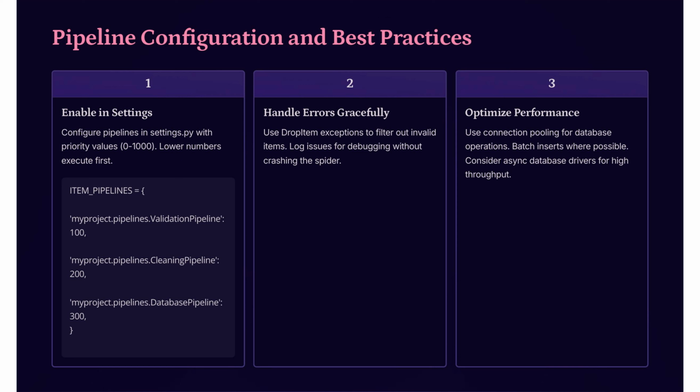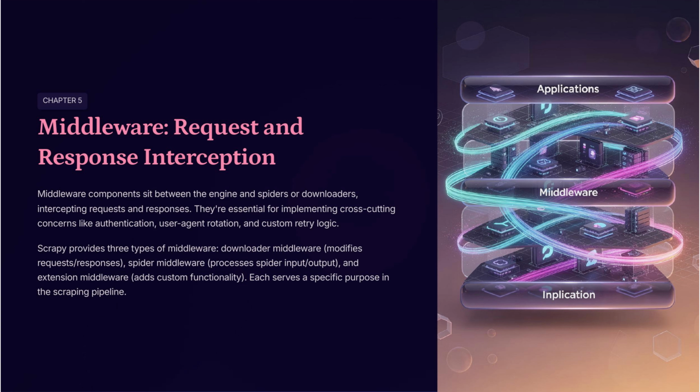Middleware components are crucial for intercepting requests and responses, enabling functionalities like authentication and user agent rotation. Scrapy offers downloader middleware for modifying requests and responses, spider middleware for processing spider input and output, and extension middleware for adding custom features. Each type plays a distinct role in enhancing the scraping pipeline's efficiency and flexibility.